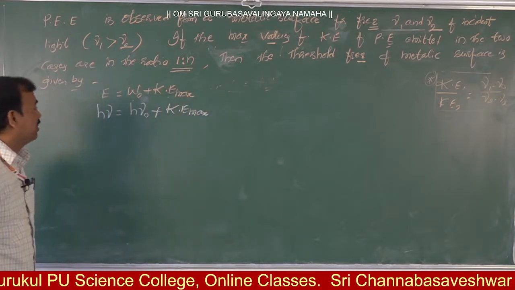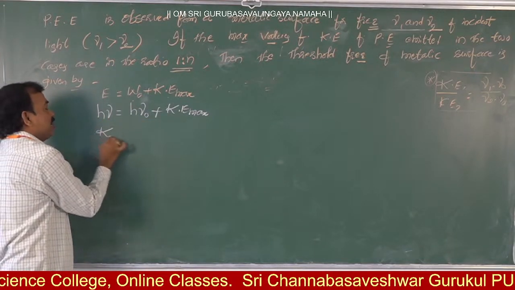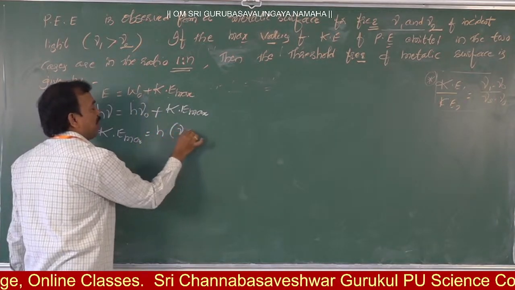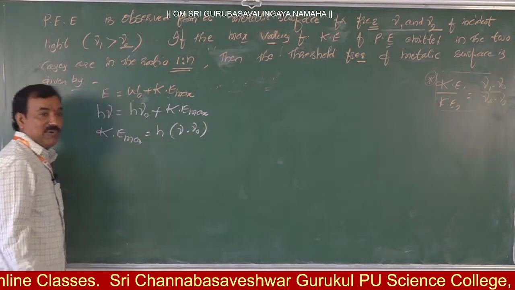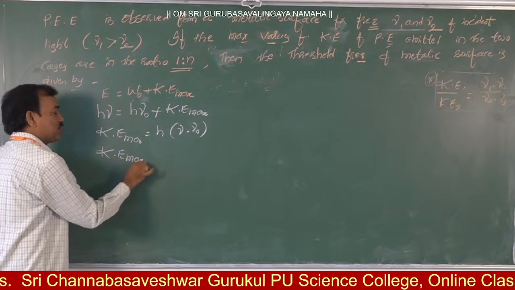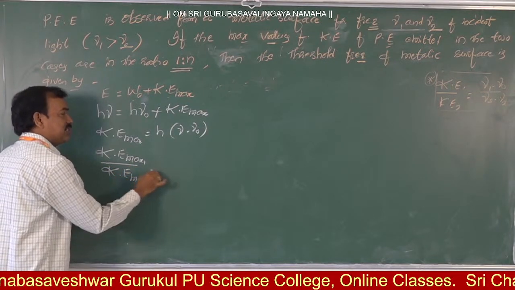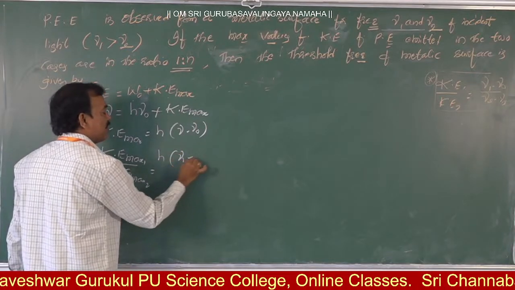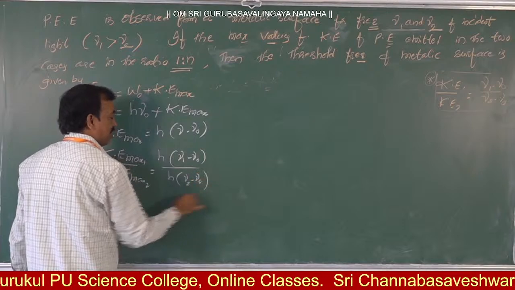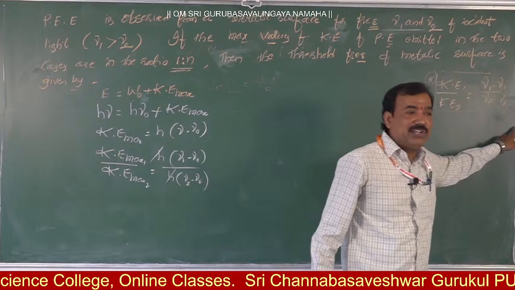So now what is that equation here? hν = hν₀ + KEmax, or KEmax = h(ν − ν₀). So what is the ratio? KEmax1 by KEmax2 is equal to h(ν1 − ν0) by h(ν2 − ν0). h is cancelled here. Same equation over here, the ratio of the kinetic energy.